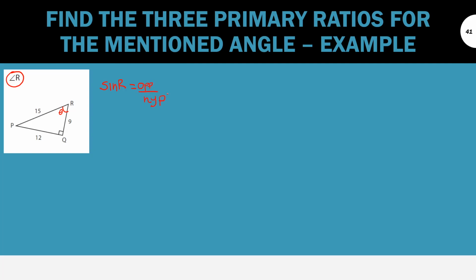Remember, always write down your formula. Don't move on if you haven't done it. Okay, so which one is the opposite? We've got our opposite. Look at it there. It is 12, and its hypotenuse is 15.